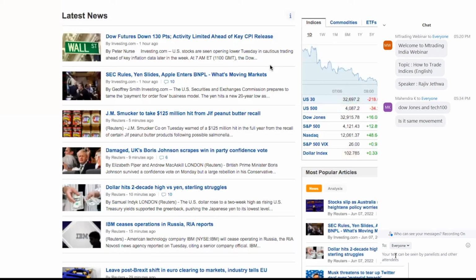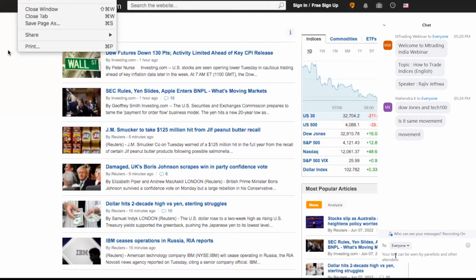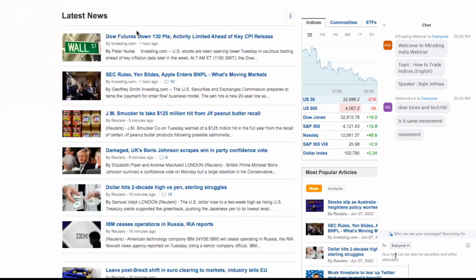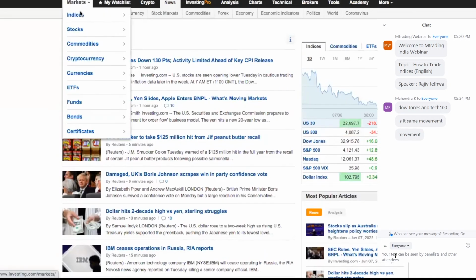Okay, so I got a question from Mr. Mahendra, and he mentioned that Dow Jones and Tech 100 have the same movement. Yes, obviously, because sometimes the market will go on a higher side, but the percentage change in Tech 100 will be high while the movement will be less. And in Dow Jones, the percentage change will be high, and the movement will also be very high. So I will show you how it works. Just give me 1 second. We will compare it right now.